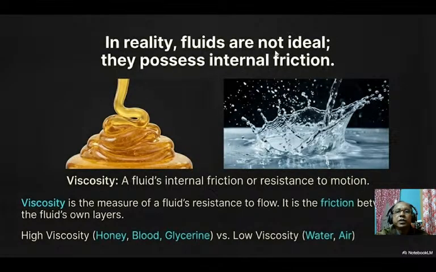In reality, fluids are not ideal. They possess internal friction. Viscosity is a fluid's internal friction or resistance to motion. Viscosity is a measure of a fluid's resistance to flow. It is the friction between the fluid's own layers. High viscosity: honey, blood, glycerin, versus low viscosity: water and air.